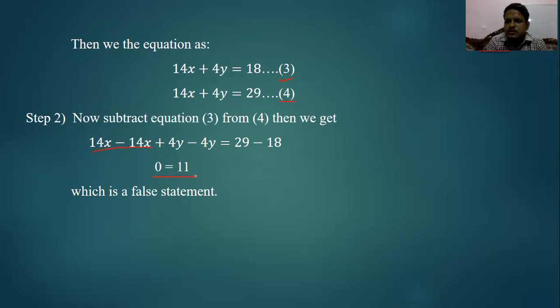0 can never be equal to 11. So this statement is a false statement. So we get no solution for this given pair of linear equations.